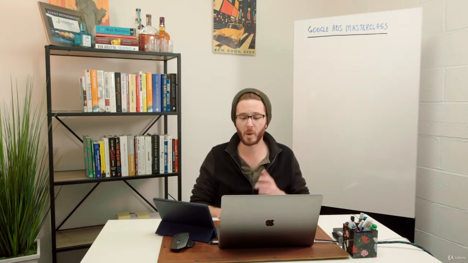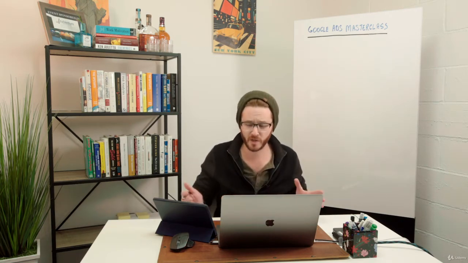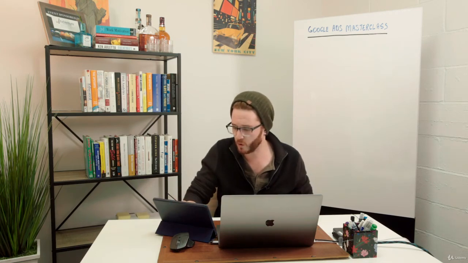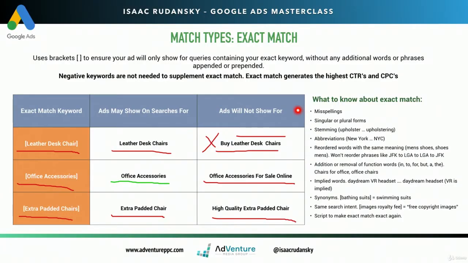A couple things to know about exact match. Google has made a bunch of changes to exact match over the years, and here's where we're holding now. Misspellings. So if chair is spelled CHARE in the search term, it could still trigger your search for CHAIR, let's say. Singular or plural form. So if my exact match keyword is leather desk chair and somebody searches for leather desk chairs, plural, or vice versa, Google retains the right to show an ad and trigger that exact match keyword.